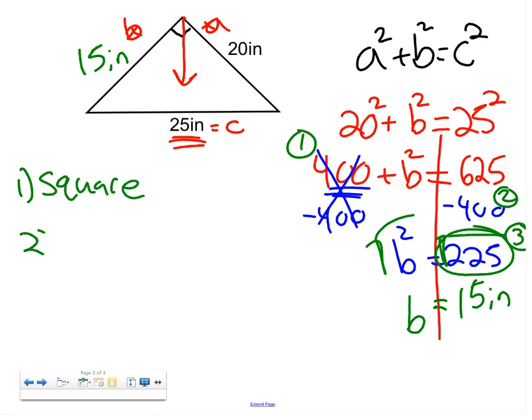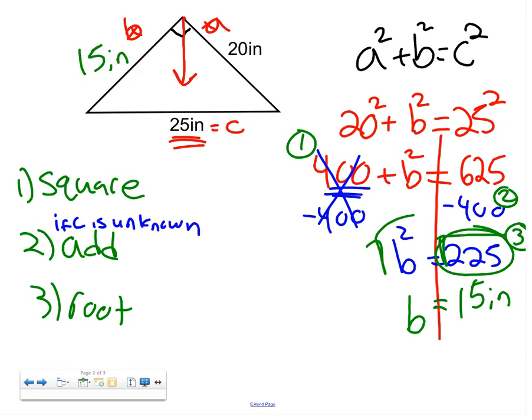The first step is to square your numbers. I'm going to skip the second step for a second. And the third step is to root your answer. And the second step depends on whether you're finding C, the hypotenuse, or if you have the hypotenuse. If you're finding C, or if C is unknown, you add your numbers together.